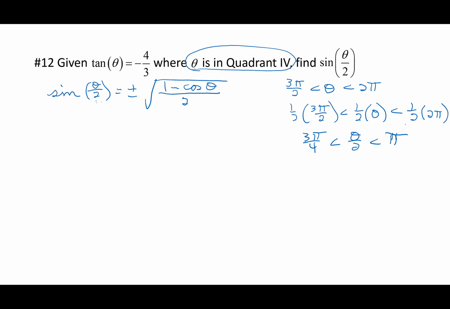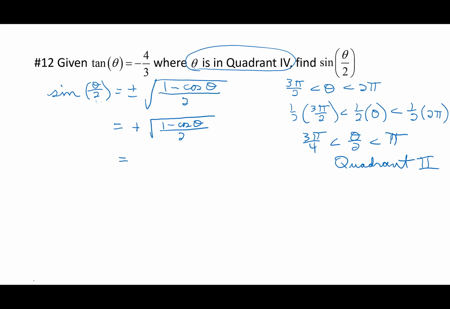Okay, so what quadrant are we in? That's what we're interested in. 3 pi over 4 is less than theta over 2 is less than pi. We're in quadrant 2 here. Being in quadrant 2, the sine is positive. So that's all we're going to do in this step, just check the sign. And then we need to figure out what the cosine of theta is.